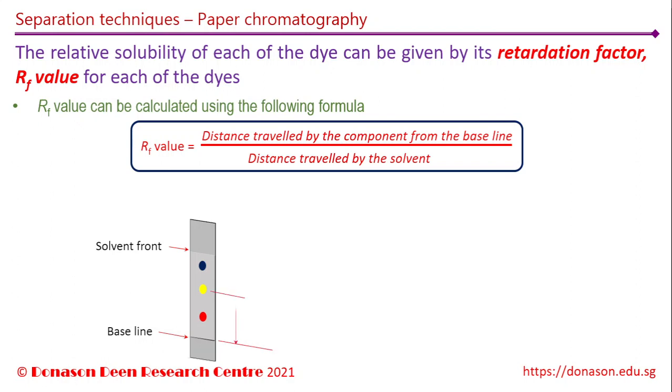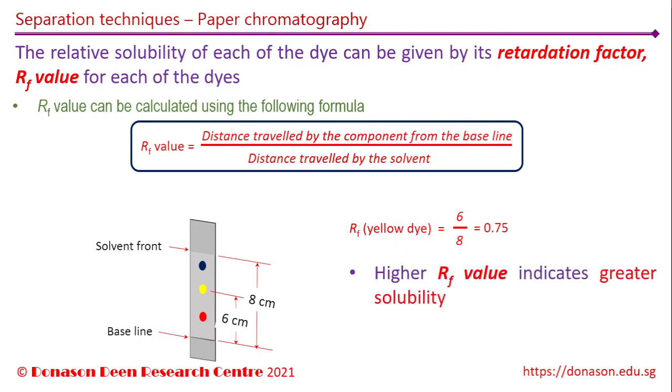If the distance traveled by the yellow dye is 6 centimeters, this would become the numerator for the RF value. If the distance traveled by the solvent front is 8 centimeters, this would be the denominator. Therefore, the RF value for the yellow dye would be 6/8, which is, of course, equal to 0.75.